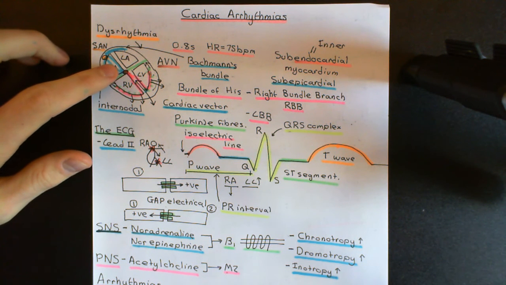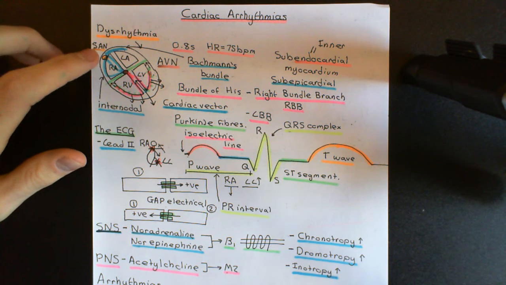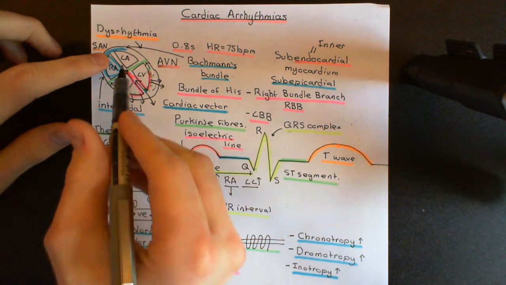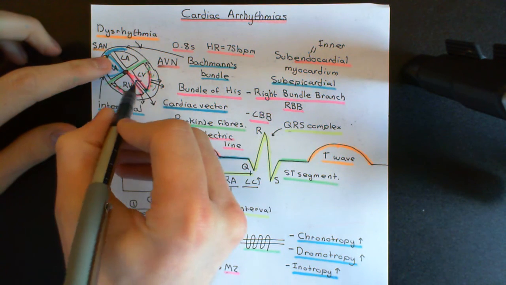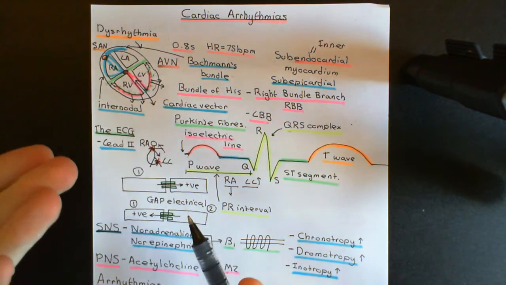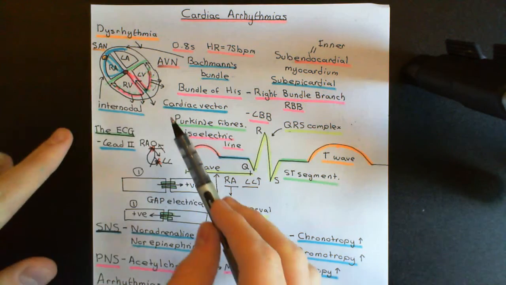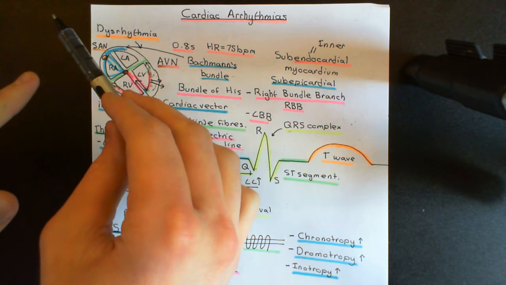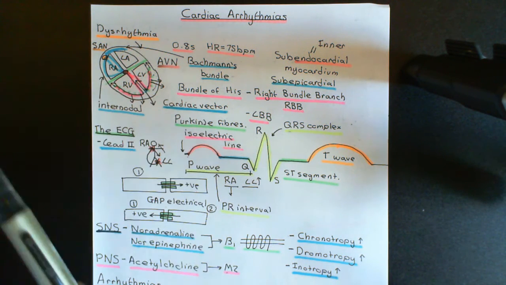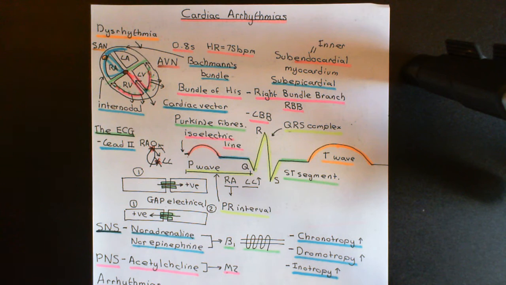If it was right down at the bottom of the atria, then when it generates its electrical signal, yes, the electrical signal will go off to the ventricles, but then it will also go back up to the atria, and it will have to go in the opposite direction, so the electrical signal will propagate in the opposite direction. The cardiac vector will be pointing upwards. That's known as retrograde conduction in the atria.